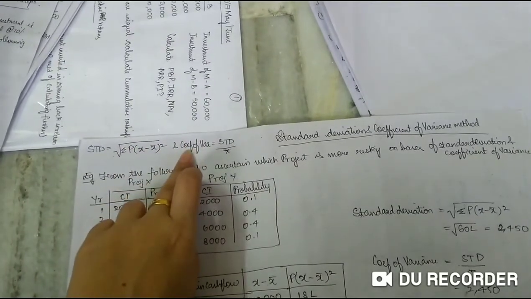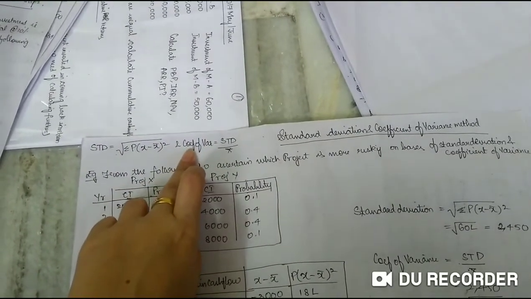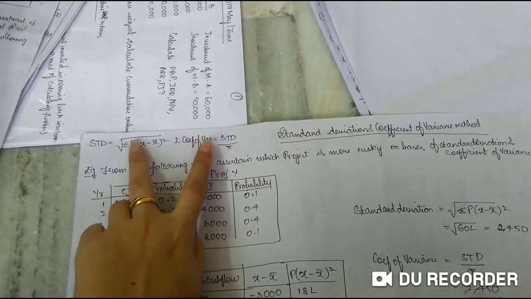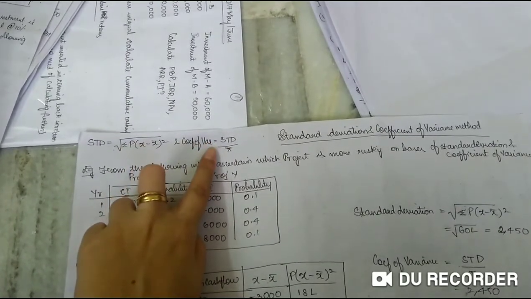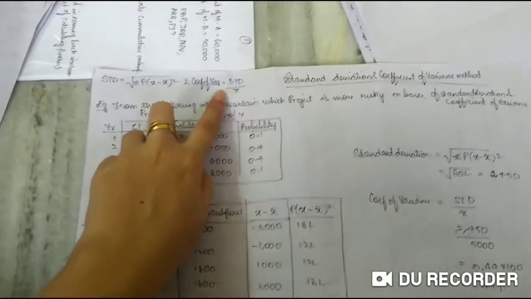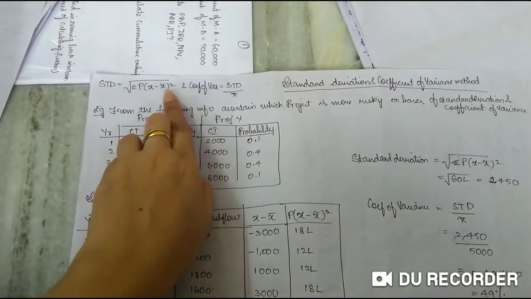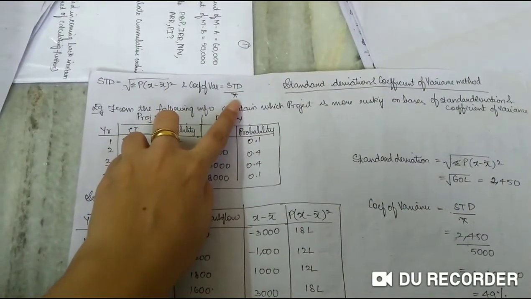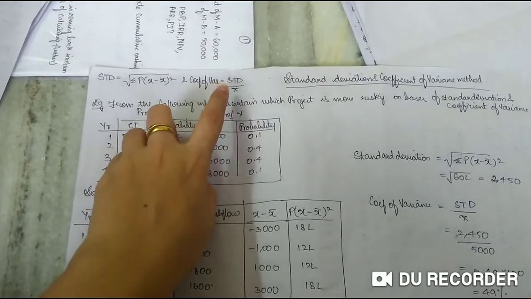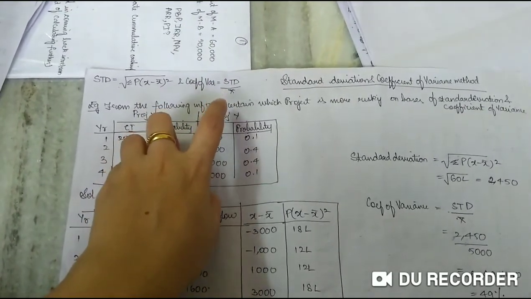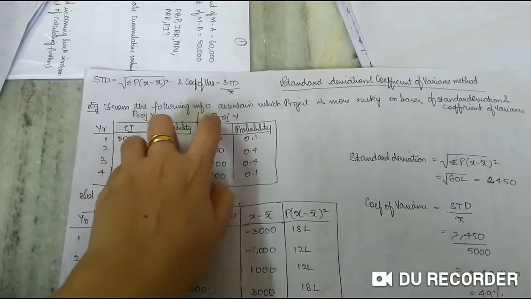Now what is coefficient of variance? Coefficient of variance is nothing but standard deviation. After you calculate your standard deviation, you are supposed to calculate coefficient of variance divided by X bar, which is already calculated. That is, what was X bar? X bar is nothing but sum of all the certain cash inflows.